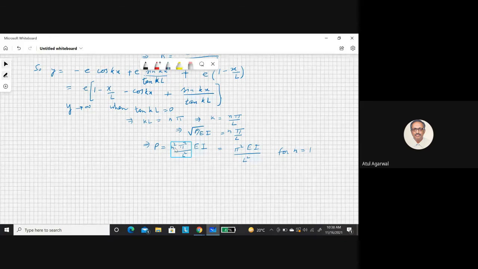What is the minimum value of load? If you put n is equal to 1, this is the minimum value. If you put n is equal to 2, your value will be 4 times. So this load is called critical load. Critical load is a load at which your deflection becomes infinite.